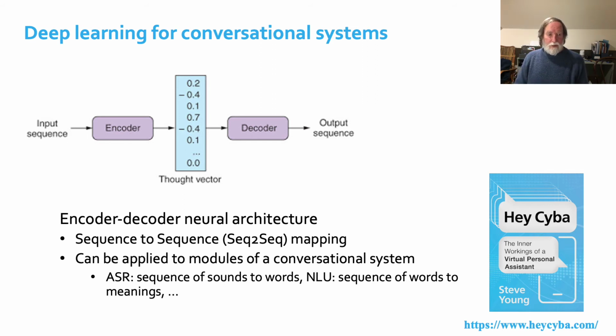This particular architecture can be applied to the modules of the conversational system. So for example, for the speech recognition module, it can be applied to represent the sequence of sounds as the input, which are encoded, and then these are decoded as words. Or in the natural language understanding, a sequence of words is input to the encoder, and the output is the meanings of those words. There's a very interesting description of these processes in the recent book by Steve Young.